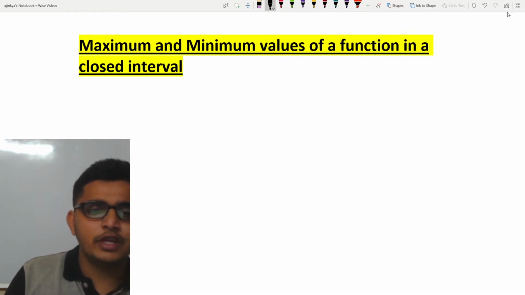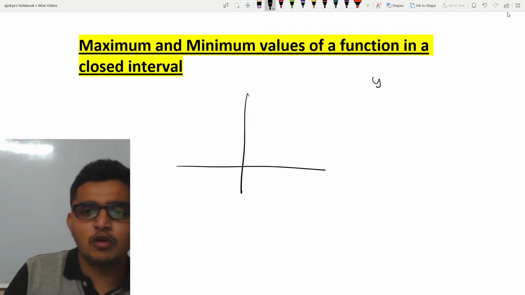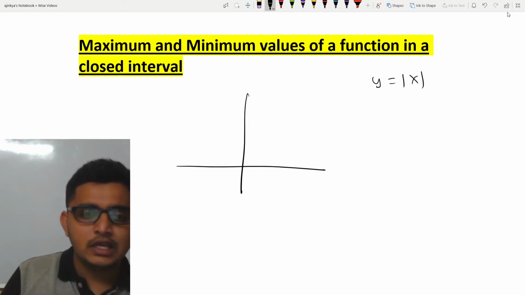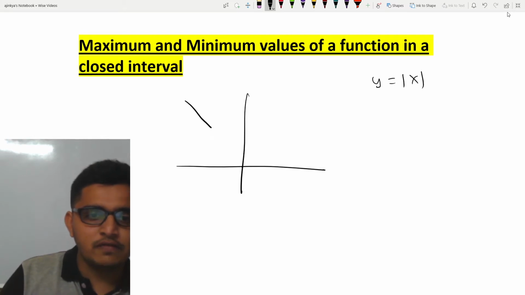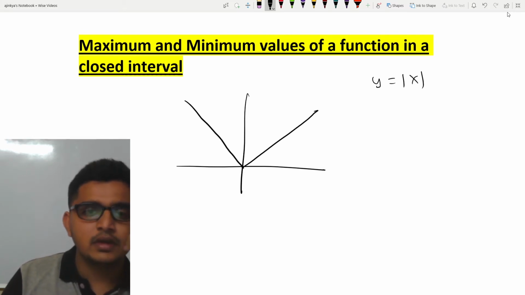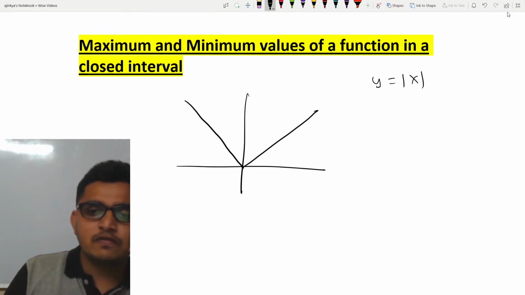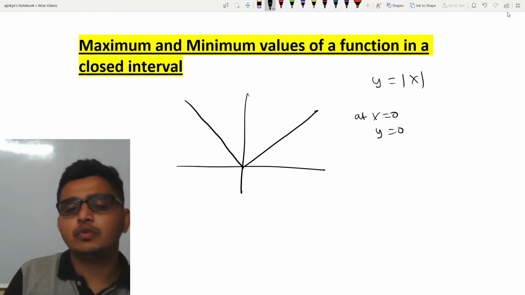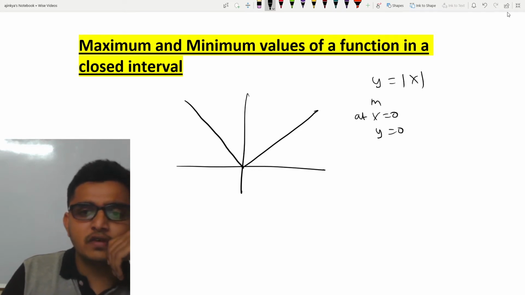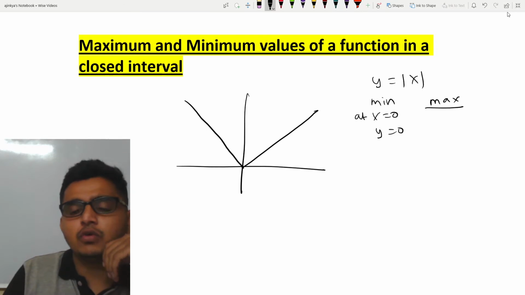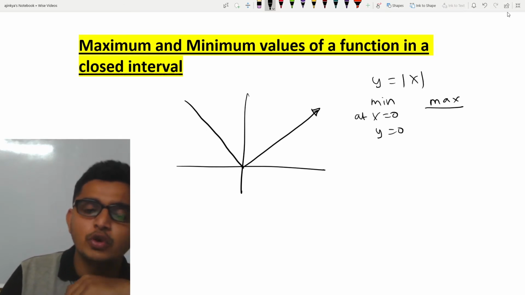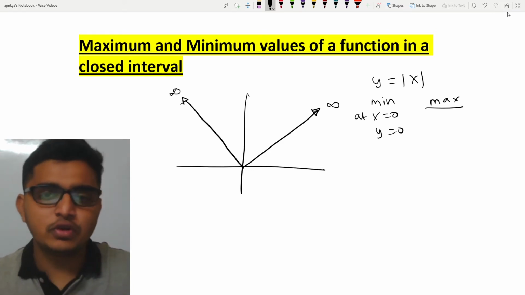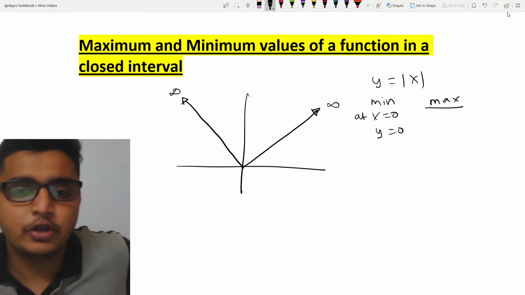If you take a graph like y equals mod of x, it will look something like this. For this graph the minimum value is at x equals 0, and y equals 0. At x equals 0 the value is 0, but you aren't going to find any maximum value, since this is going towards infinity on both sides, so there is no absolute maximum value for this function.